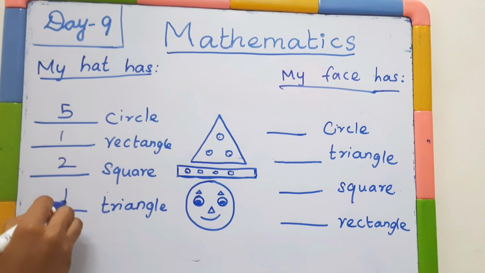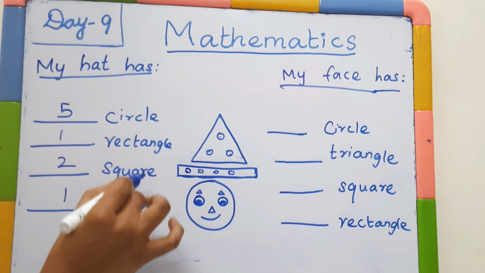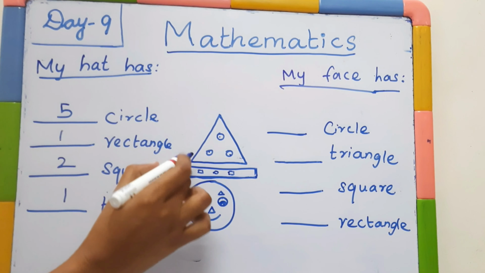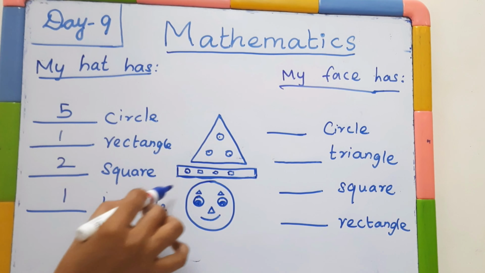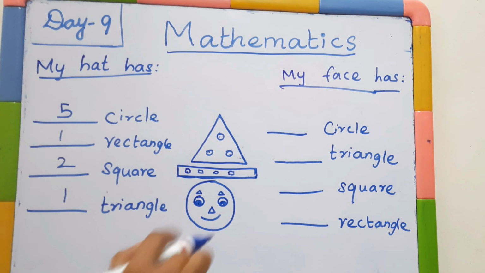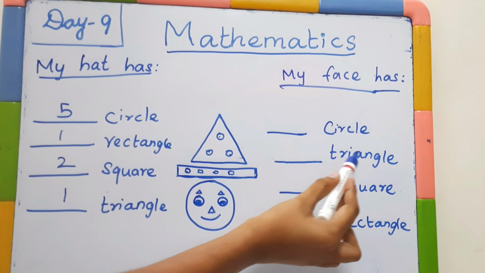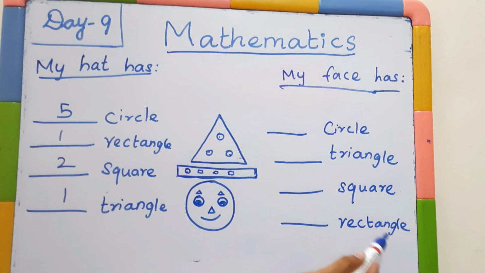One triangle. 2? Where is 2? Where is one more? No, only in the hat we are going to find it. Okay? See, my hat has how many triangles? This hat has only one triangle. Okay? Here, my face has dash circle, dash triangle, dash square, dash rectangle.